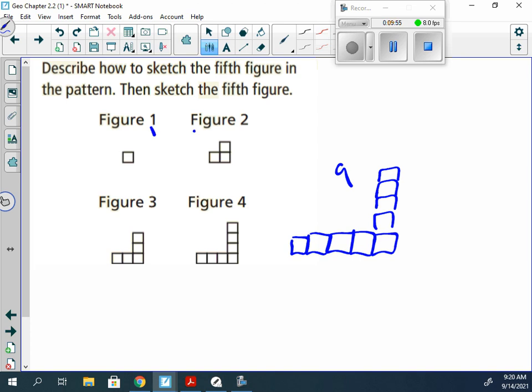We start out 1, 3, 5, 7, 9, because what are we doing? We're adding 2 more squares, one to the left and one on top. And that's it.